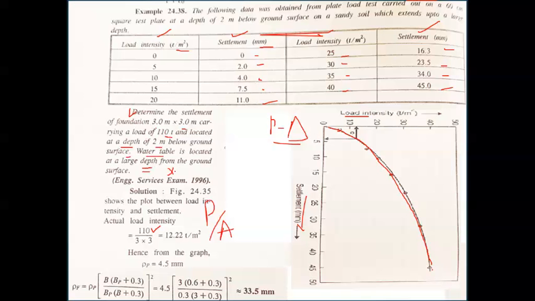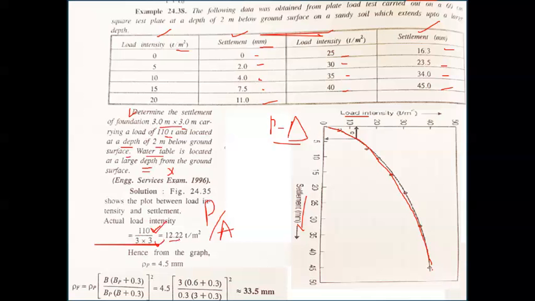Okay, so in this particular condition, 110 is nothing but the load we have to consider in the numerator, and 3 meter by 3 meter is nothing but the footing size that we have to consider in the denominator. 110 divided by 3 by 3, the final answer will be 12.22 ton per square meter.